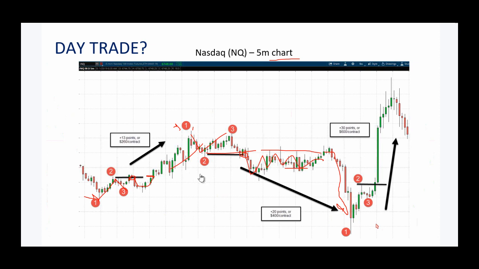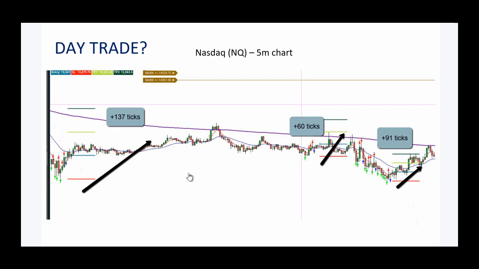Then we have another setup here, likely in the last hour of the day. This flush low down here, 1, 2, 3, we break above. If you're lucky enough to get long there on that retest, you're filled on your 30-point profit objective in about 2 bars or so. And here's what it looks like in current market environments. 137 ticks, 60 ticks, 91 ticks. Guys, happens every single day.